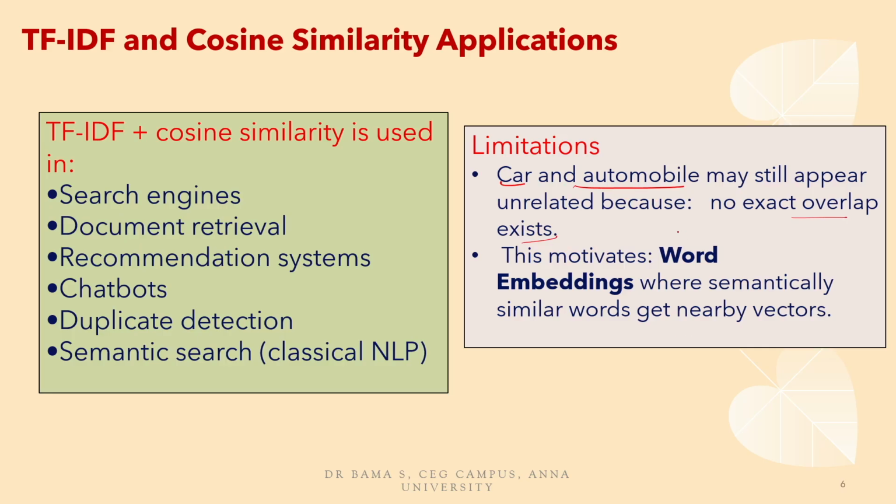So this motivates word embeddings, where semantically similar words get nearby vectors. So far we have seen only the exact word: if it overlaps, then it accounts for some value. But suppose car and automobile are also related, say by 0.6 or 0.5. How do we capture that? That is by means of word embeddings.